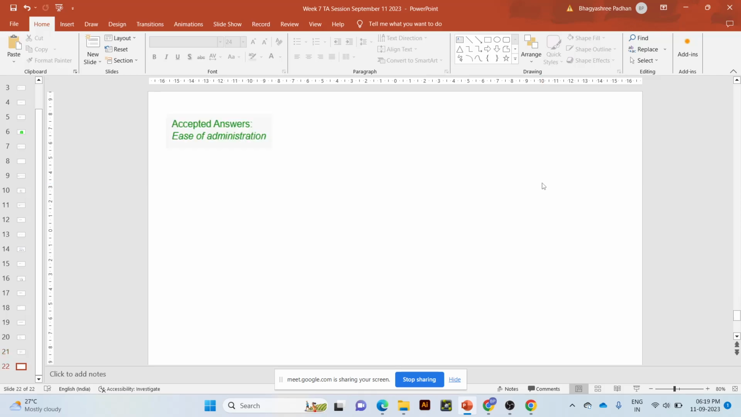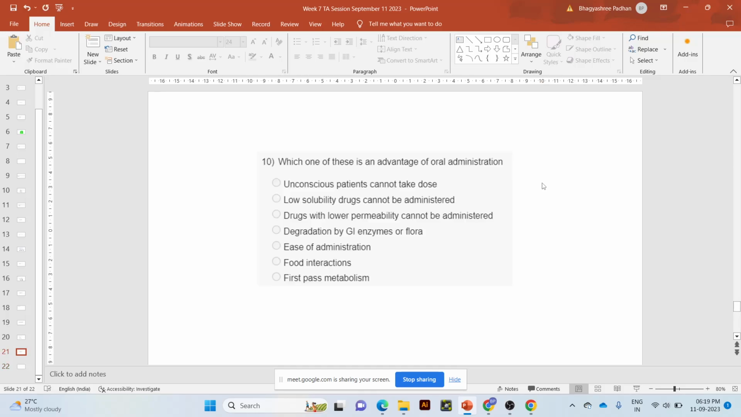Okay, you guys are all correct. It is ease of administration. Rest of the options are basically disadvantages of oral administration.